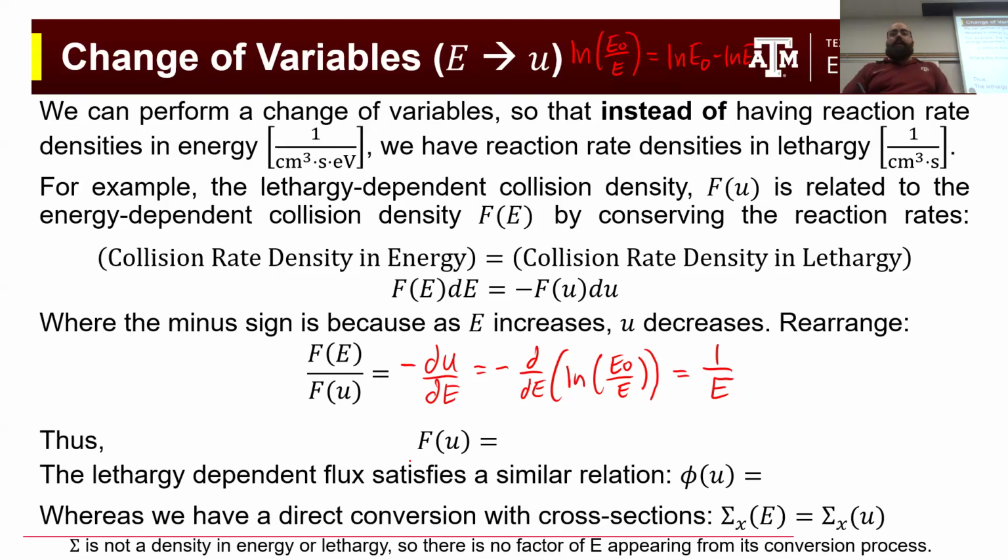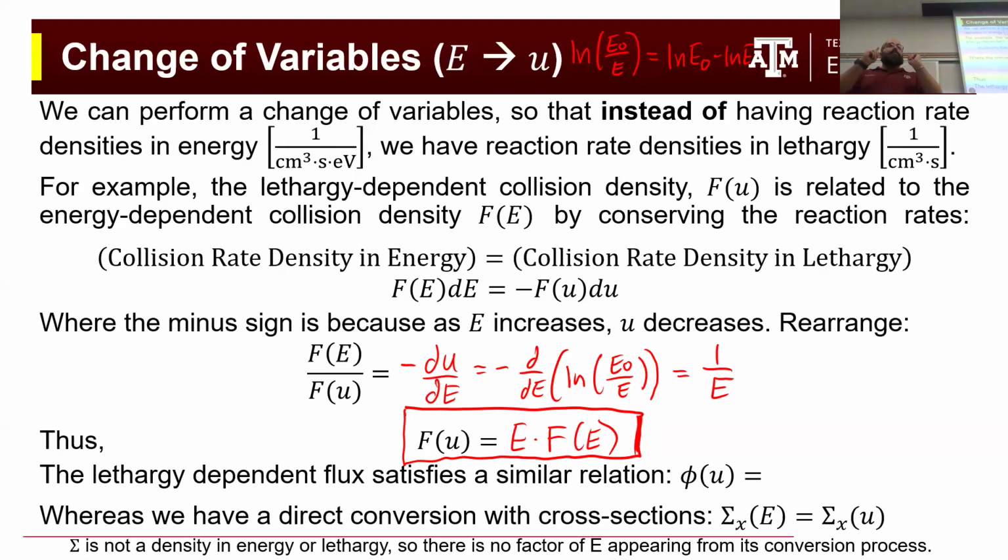And therefore, if I want to talk about my collision rate density in lethargy, f of u, I'm just going to get this by itself, which means I'm going to end up with E times big F of E. So this is the way that you can convert from a collision rate density in lethargy to a collision rate density in energy. You just take the energy dependent collision rate density and multiply by big E.